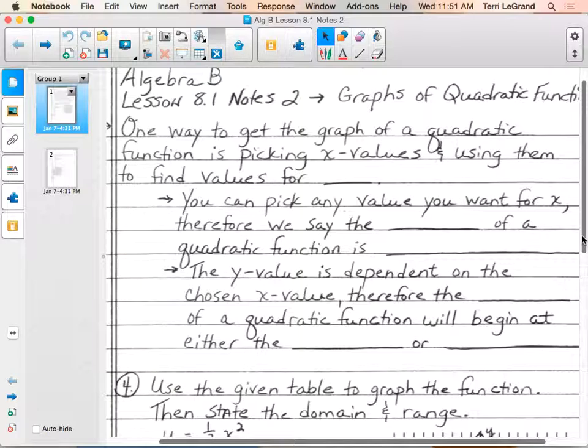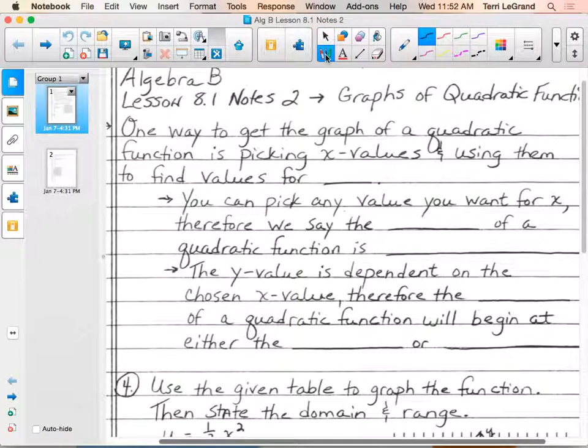So one way to get the graph of a quadratic function is picking x values, but guess who's going to choose them for you? I am, because I know what x values are going to give you a good U-shaped graph that's either opening up or opening down, according to its a value. If I let you pick the x values, I already know which ones you would pick. You pick the nice ones like 0, 1, 2, and 3 all the time, and you would not necessarily get the full picture of the U-shaped graph that you're going to get. So I'll be helping you pick your x values, and then we'll use them to find values for y.